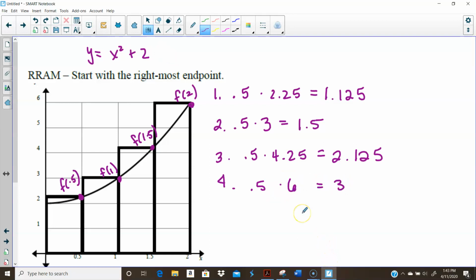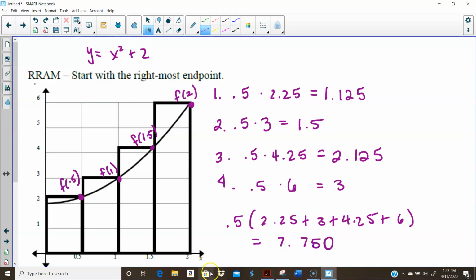Now I want you to notice I took 0.5 times all those numbers. So in the future, you could take 0.5 and multiply it by 2.25 plus 3 plus 4.25 plus 6, and that's going to be a little bit quicker. The total area is 7.750. And you notice that this number came out larger than the other.